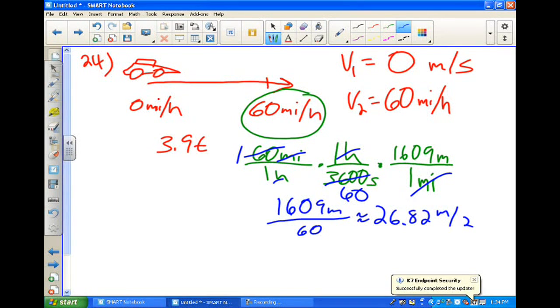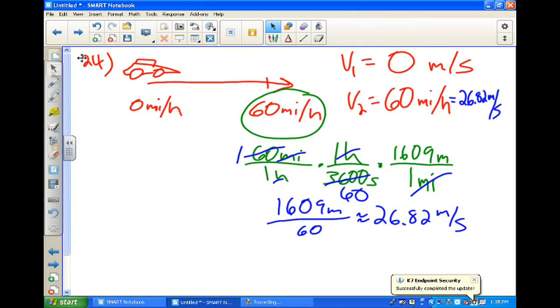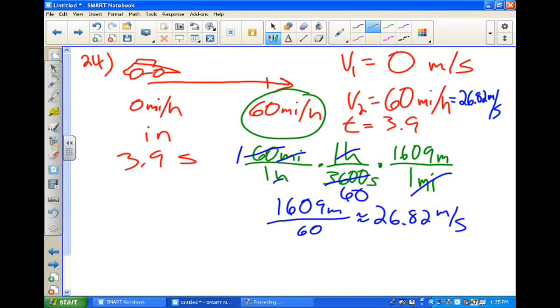So my final velocity, which is listed as 60 miles per hour, is also the same as 26.82 meters per second. Then I still need to keep on listing information. So let's write down that the second velocity, or v sub 2, is equal to 26.82 meters per second. And then lastly, we want to list that the time is 3.9 seconds.